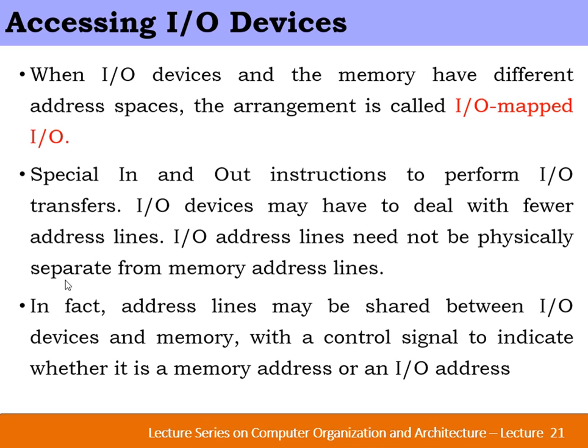So in fact, the address lines may be shared between IO device and memory with a control signal to indicate whether it is a memory address or an IO address. So here, we are not supposed to separate the IO address lines from the memory address lines. Whenever the address lines carry the address of the IO device or memory, we can have separate control signals to indicate whether that address is a memory address or an address of an IO device.